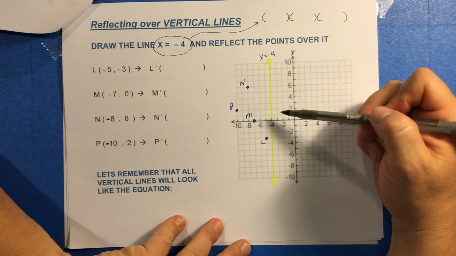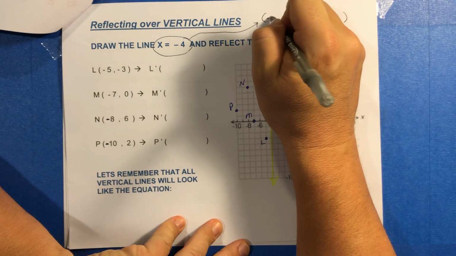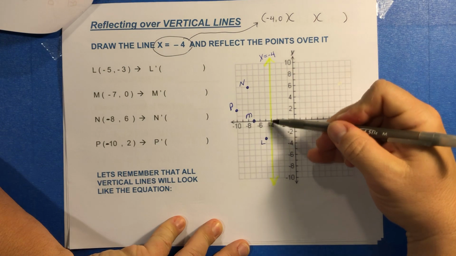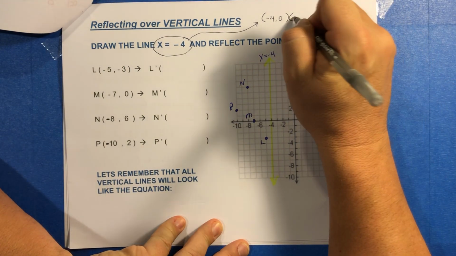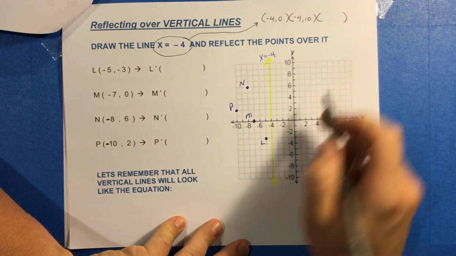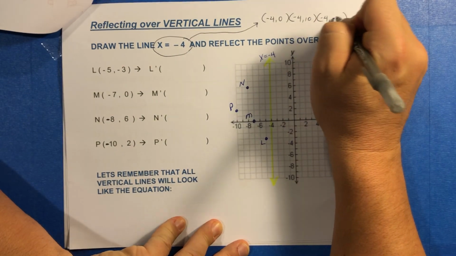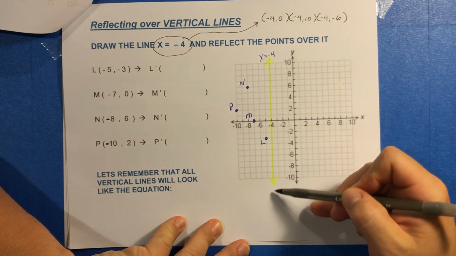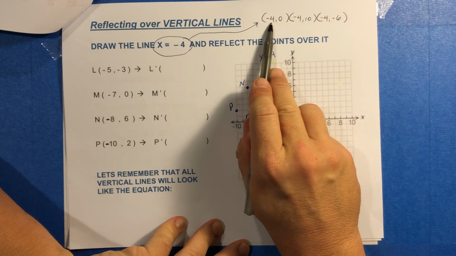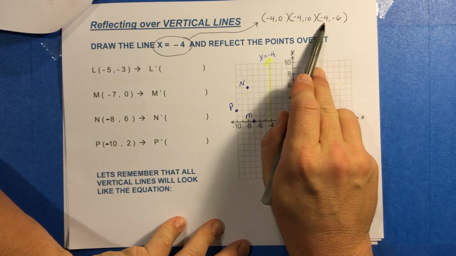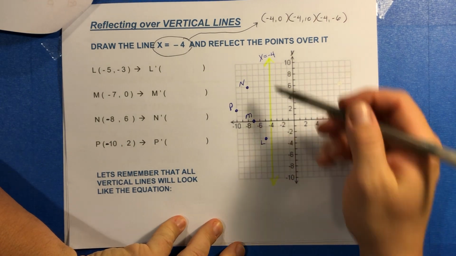So let's see. I have, let's try negative 4, 0. All right, let's go up a little bit. How about negative 4, 10? All right, and then how about negative 4, negative 6? So all of the points on the line x equals negative 4 have an x value of negative 4. All right, so it's a vertical line.